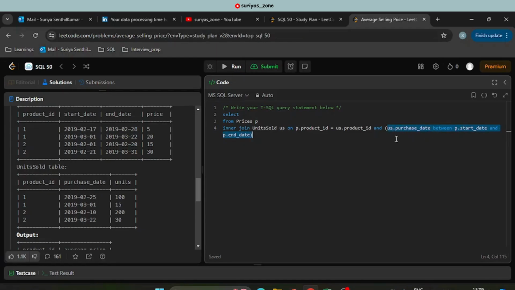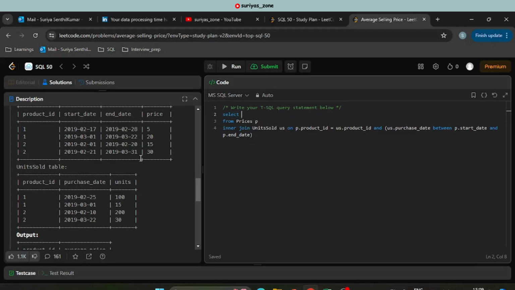So here I have used between. We can use greater than or equal to, less than or equal to also, like purchase date greater than or equal to start date and purchase date less than or equal to end date. We can use that condition as well, but most of the times I will use between. I'm used to it. You can use greater than or equal to and less than or equal to as well.